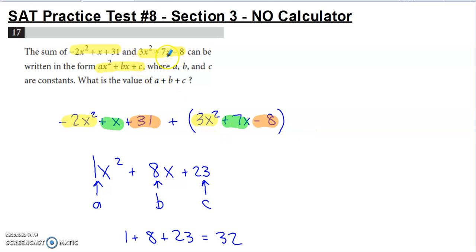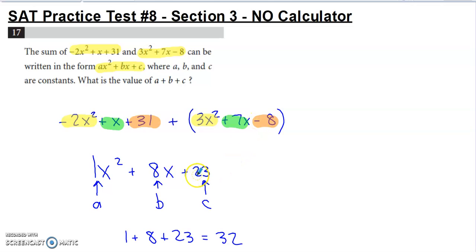If this was a difference rather than a sum, and this was subtraction, I'd have to be a lot more careful. I'd have to distribute that negative in and just take things a little bit more slowly. A little bit easier when it's addition. I have 1x right here. I'm adding 7x to that. That'll give me 8x. I have 31 here. I'm adding negative 8 to that.